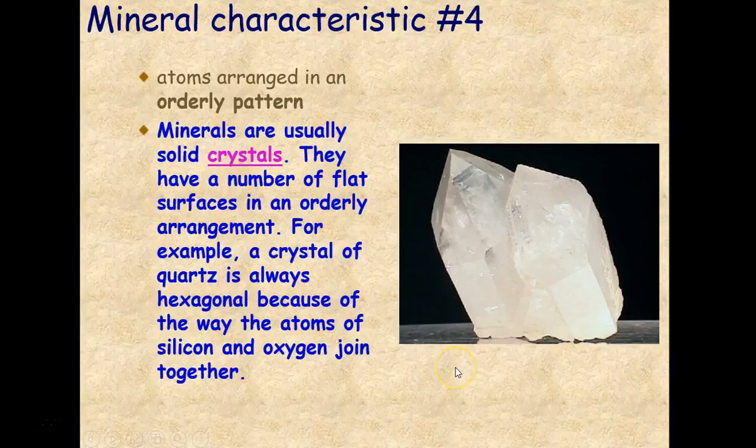Mineral characteristic number 4 is similar, except that the atoms in those elements are arranged in an orderly pattern. Oftentimes minerals look crystal-like, and they have a number of flat surfaces. They can be cubic, they can be hexagonal, depending upon how the atoms line up.